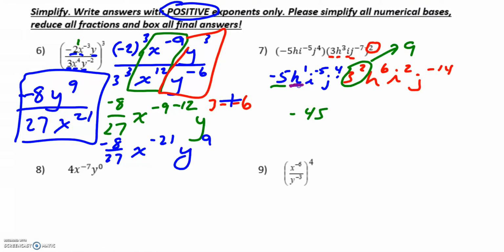I have h to the first here and h to the 6th there. Because I see no parentheses anymore, just think about how many h's you see. I see 7 of them, which means you're adding the exponents. So you have h to the 7th power.